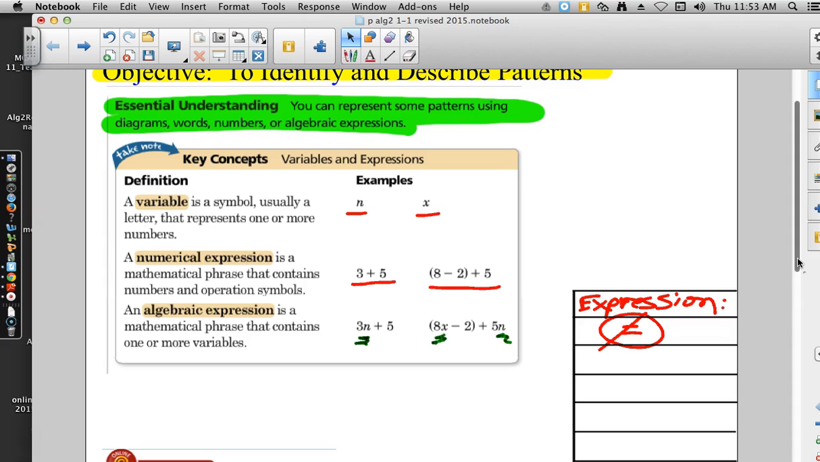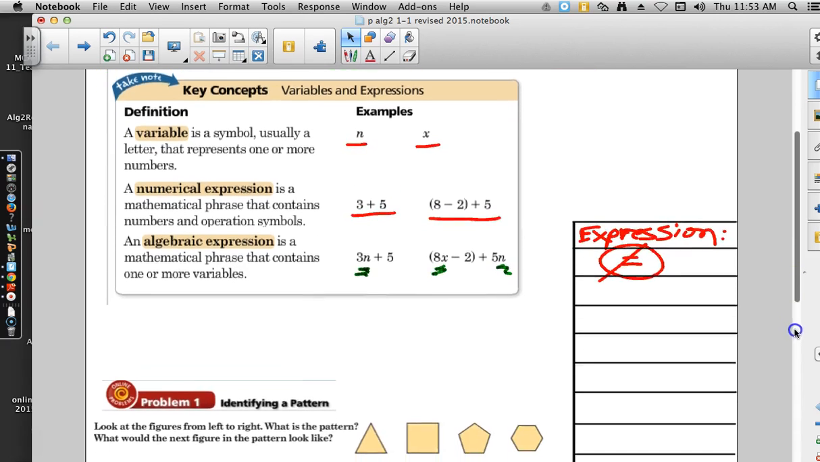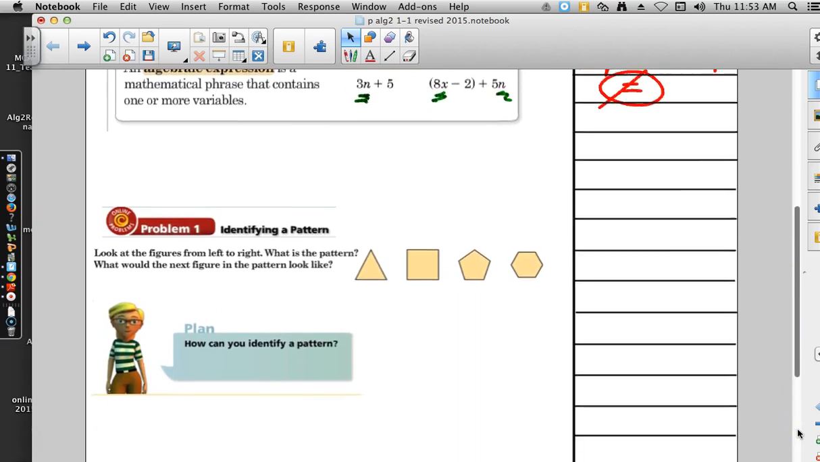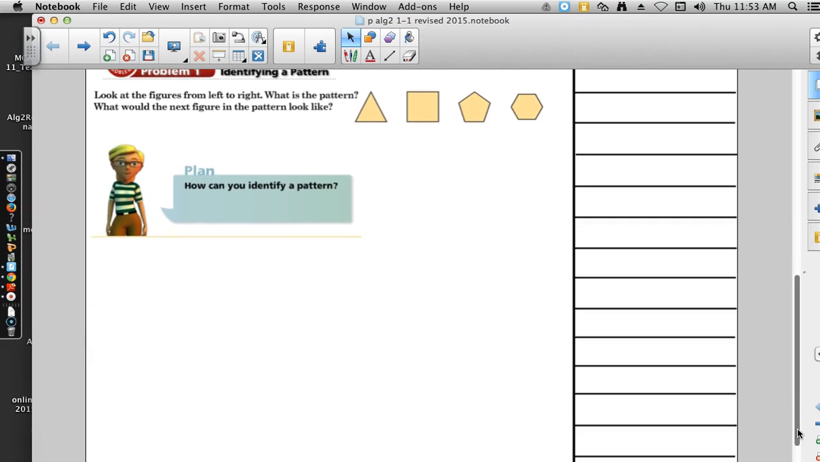So these are the type of things we want to be able to write today. Some algebraic expressions, which means we're going to have some variables and probably some numbers. But to start off with, we get to problem number 1.